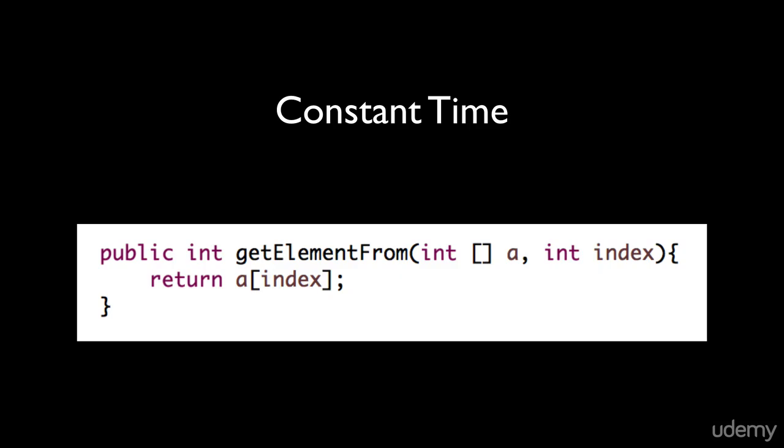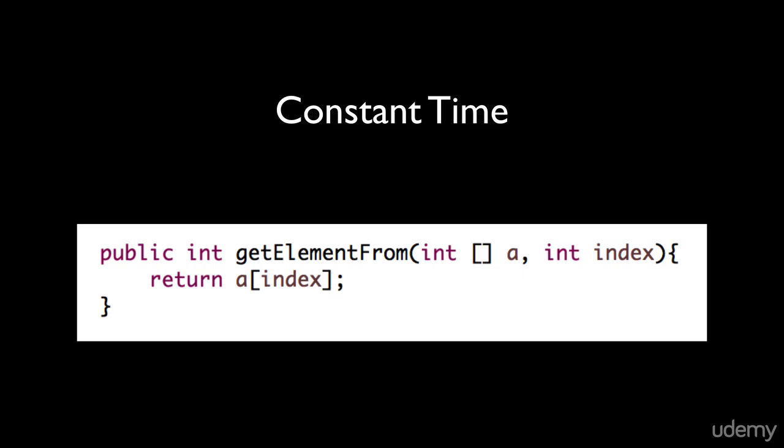Okay, this only has a single line of instruction in the method body, and the method is called getElementFrom, and it accepts an array as well as the index position that we want to get the data from the integer array. So all it does is return the data at the given index, and that's it. This is referred to as constant time, regardless of how large the input array is. It doesn't have to loop or anything. It just returns the element immediately.